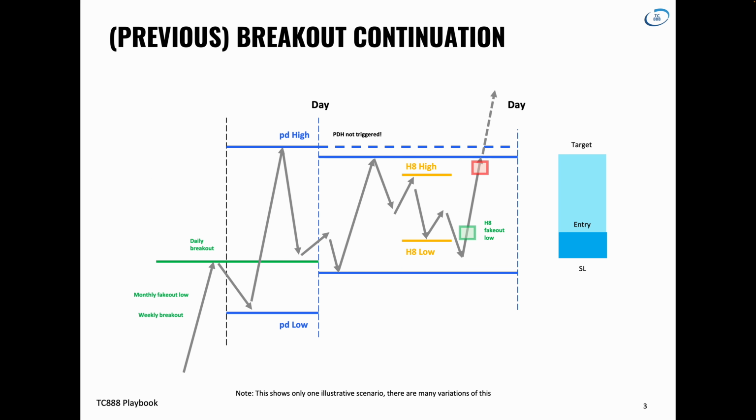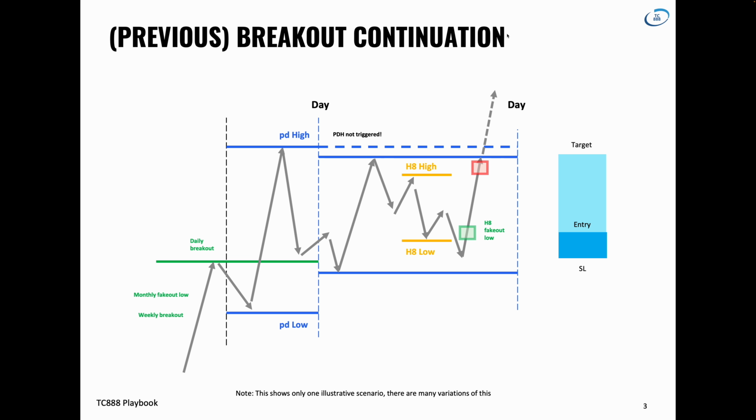So what's the setup? It's a breakout continuation trade. It can be the previous day's breakout that continues on the next day, or it can be on the same day. The even better one is if the previous day breaks out, stays broken out, and the next day trades inside, maybe retests the daily breakout level, coming back down potentially with 3 sessions of drop into the New York session, and then you just take the continuation long, potentially with an 8-hour fake out low, back to the high of the day.